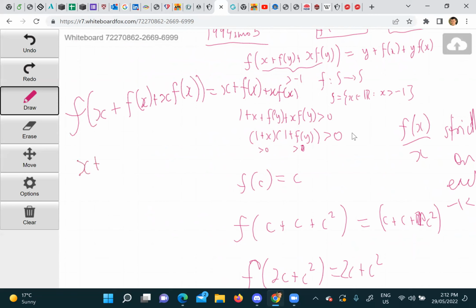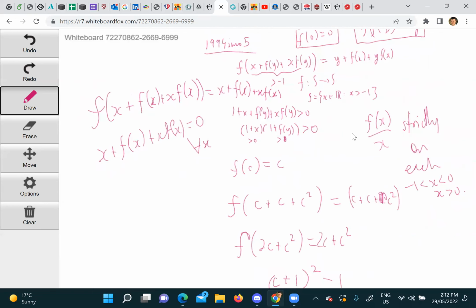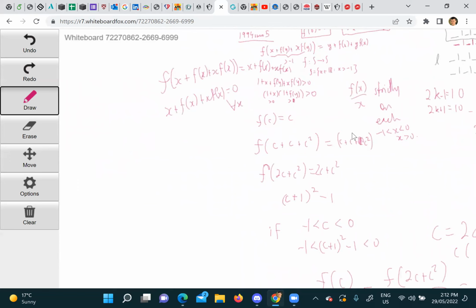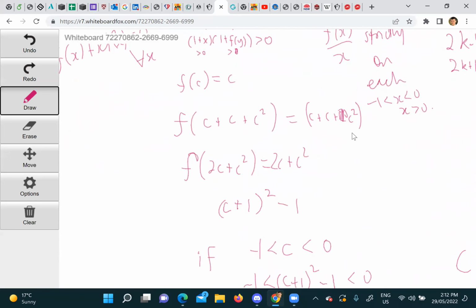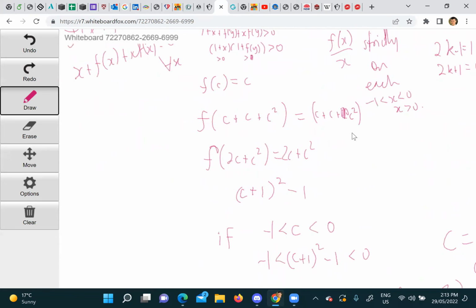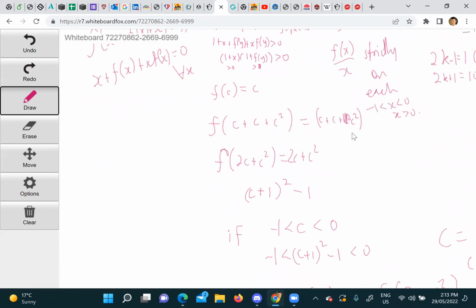Okay, so then x plus f of x plus x f of x is equal to 0 for all x. Which gives you a solution, which actually is crazy. It's a miraculous solution. Oh yeah, I guess we probably should have checked also if c was greater than 0, but yeah, whatever.